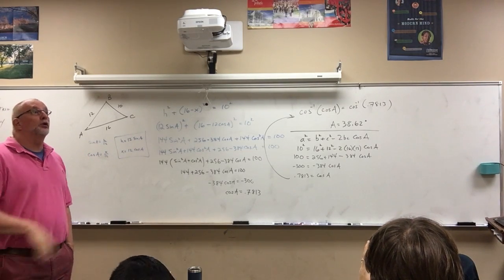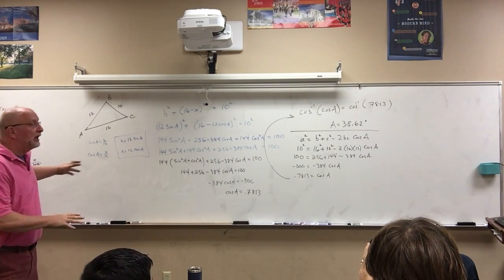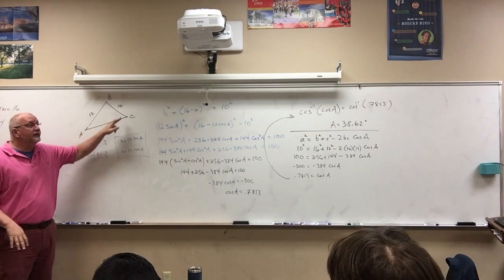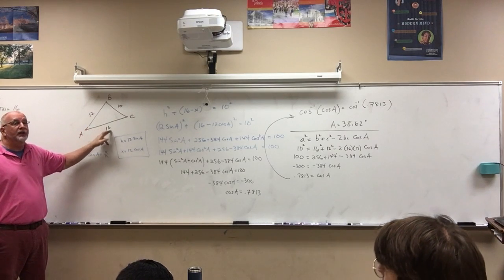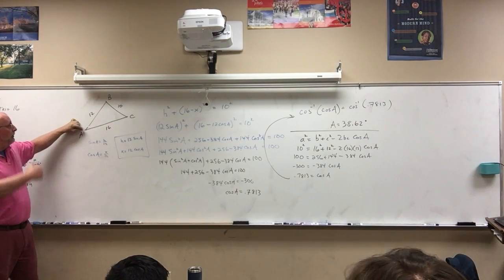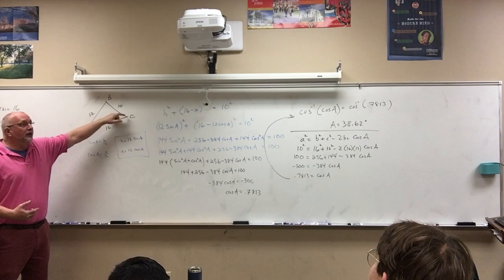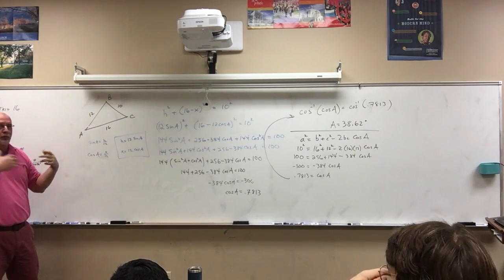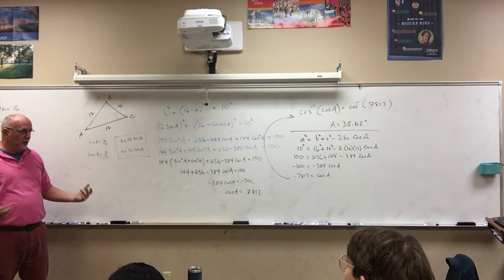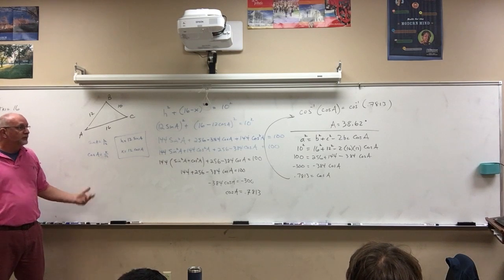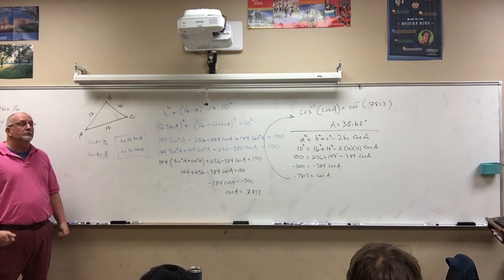Okay, so you have the law of cosines. What was my scenario in the beginning? It was side, side, side. Because if I went sine of A over 10 equals sine of B over 16, I wouldn't be able to solve for either angle. Too many variables, right? Good?